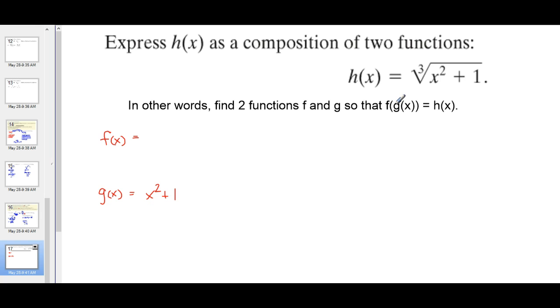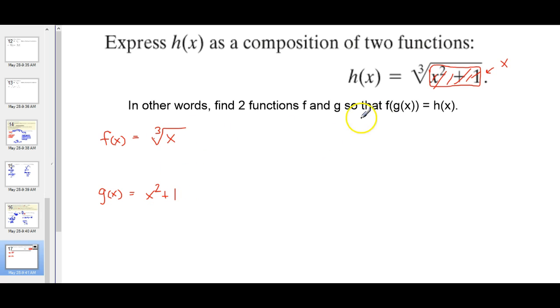Now, you have to remember the way compositions work. This entire function goes into the input of this function. So when we write f of x, if this is what we're calling the inside function, to get f, we're just going to replace that with x. So this is inside of a function that's the cube root of x, but x has been replaced with this to get this h function. So we put x squared plus 1 inside of what? The cube root of x. We just replaced it with the x.